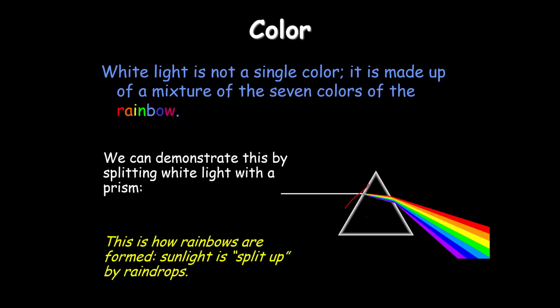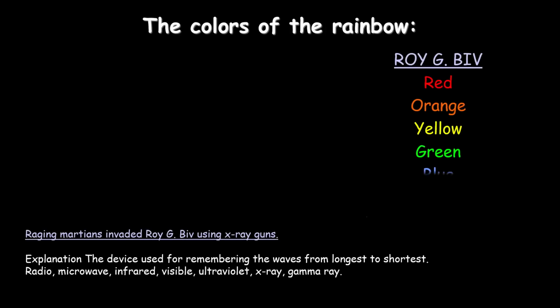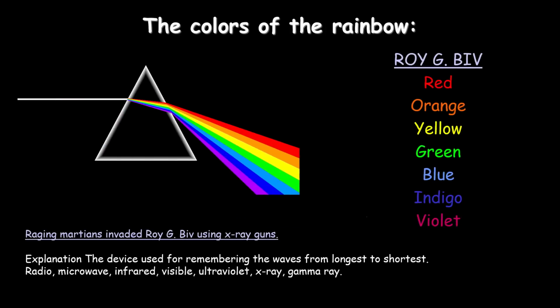This is how rainbows are formed, because sunlight is split up by all the different raindrops coming down from the clouds. So the colors of a rainbow. Now you guys had all asked for a couple of mnemonic devices, if possible, on how to memorize this stuff. Not only for the colors in the rainbow, but also the electromagnetic scale. So let me go through a couple of them real quick.